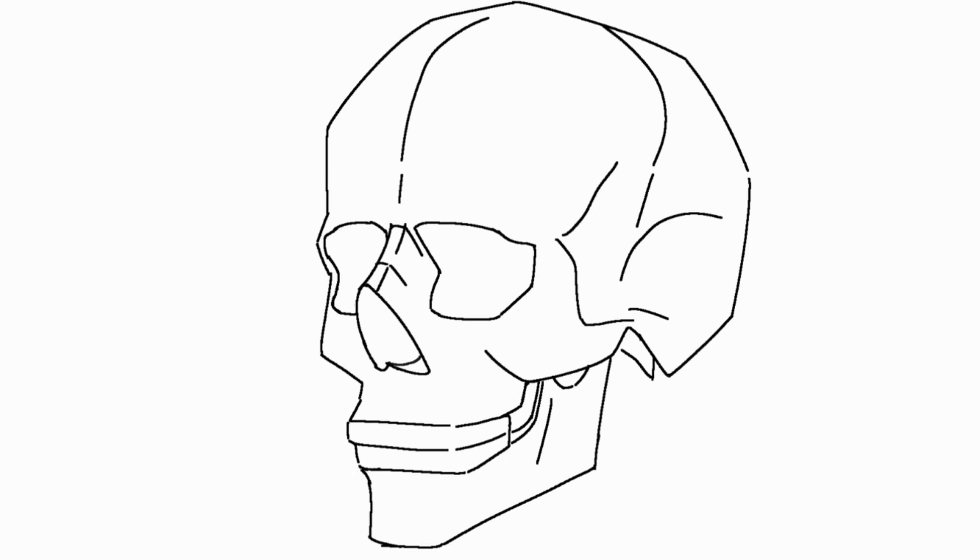Now let's take a look at how the eyeballs are positioned in the human skull. So this is the human skull, and here we have the two eye sockets. The eyeballs are positioned inside these sockets like this.